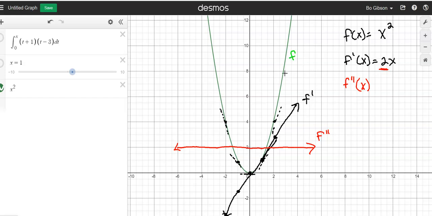So I'm just kind of labeling my graphs here. And in this case, the slope of the derivative is constant. The slope of the derivative does not change, and so you see that horizontal line there.